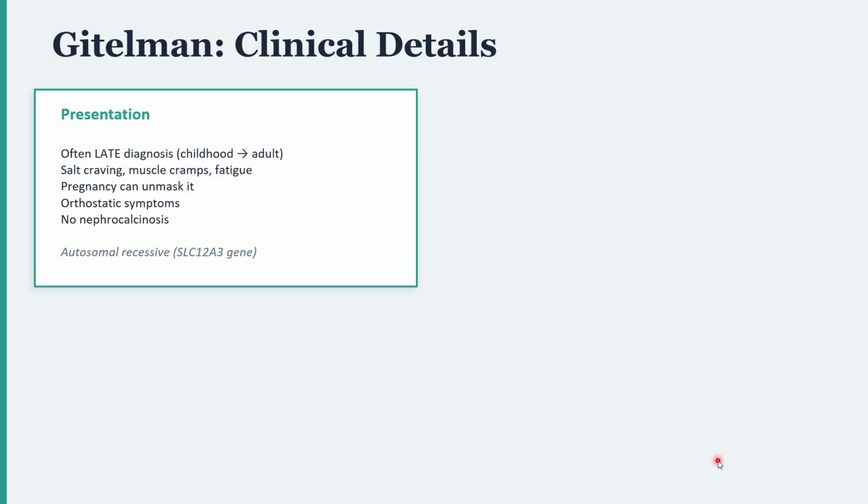More clinical detail on Gitelman. Gitelman is caused by loss of function mutations in SLC12A3, the gene encoding NCC. It's autosomal recessive. Unlike Bartter, the presentation is often late. Patients may go undiagnosed through childhood. They complain of salt craving, muscle cramps, and fatigue. Pregnancy can unmask a previously indolent case because the physiologic demands of pregnancy exacerbate the electrolyte loss. And crucially, no nephrocalcinosis. That's Bartter's hallmark, not Gitelman's.